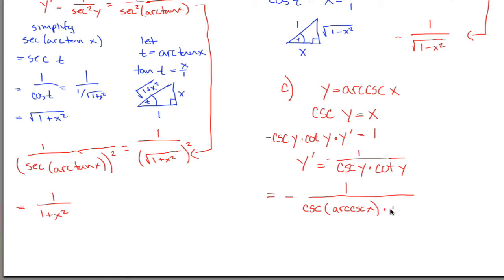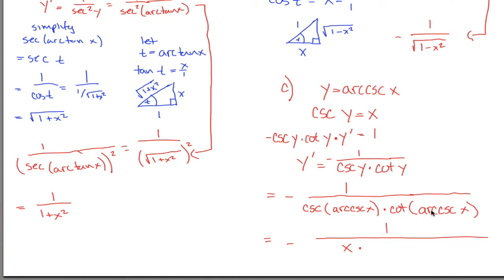Then I want to multiply that by the cotangent of y, but the cotangent of y is the same as the cotangent of arc cosecant of x. So I get to here, and now I've got to simplify both of these. The good news is that one of them is really easy. Cosecant of arc cosecant, those two just cancel out, and I'm left with just an x here. So it'll be 1 over x times something, with this negative out in front.